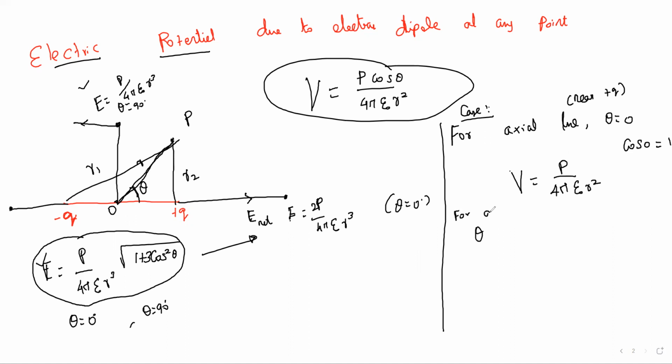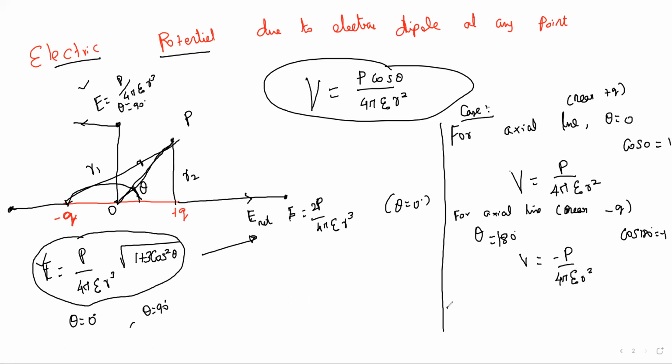For the axial line, if you try to find it near minus q, theta is equal to 180 degrees. So this angle, for this point, theta will be from here to here, right? So it will be 180 degrees. In that case, if you try to find cos 180 degrees, it will be minus 1. Cos 0 is 1, which means cos 180 is just the opposite of that, minus 1. So it will be minus q by 4 pi epsilon 0 R square.